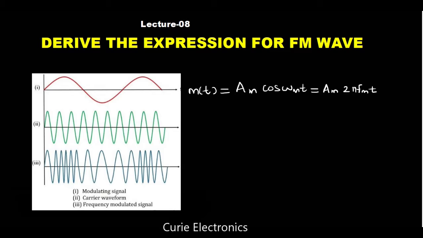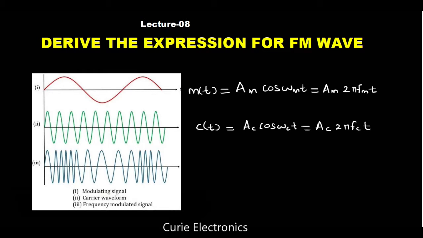Similarly, for the carrier, c of t equals Ac cos omega c t, which is equal to Ac cos 2 pi fc t.